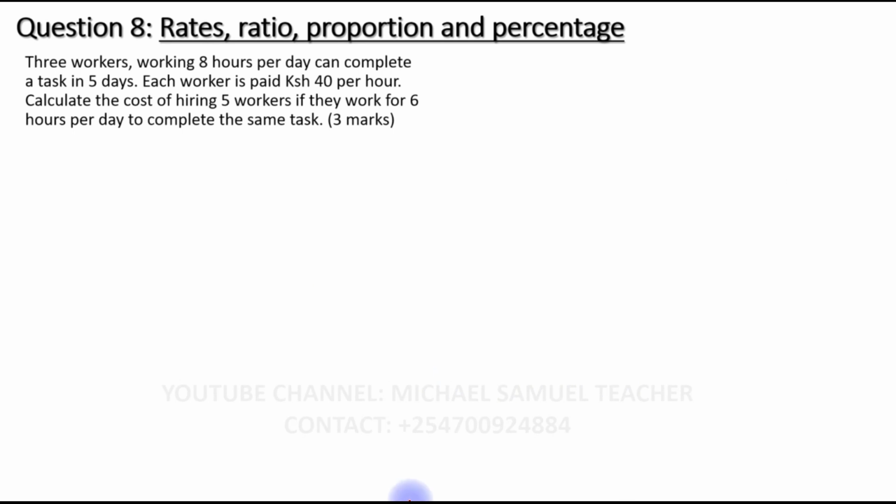So, the first thing we need to know, we have 3 workers, and that is the quantity, workers. Then we also have the time in hours that they are working, and also the other thing is days. So you can either decide to use the ratio method or use the unitary method. But let me decide to use the ratio method. So in our case, we have 3 workers working 8 hours per day, can complete the task in 5 days. So in a day they are working 8 hours. Then each worker is paid 40 shillings per hour.